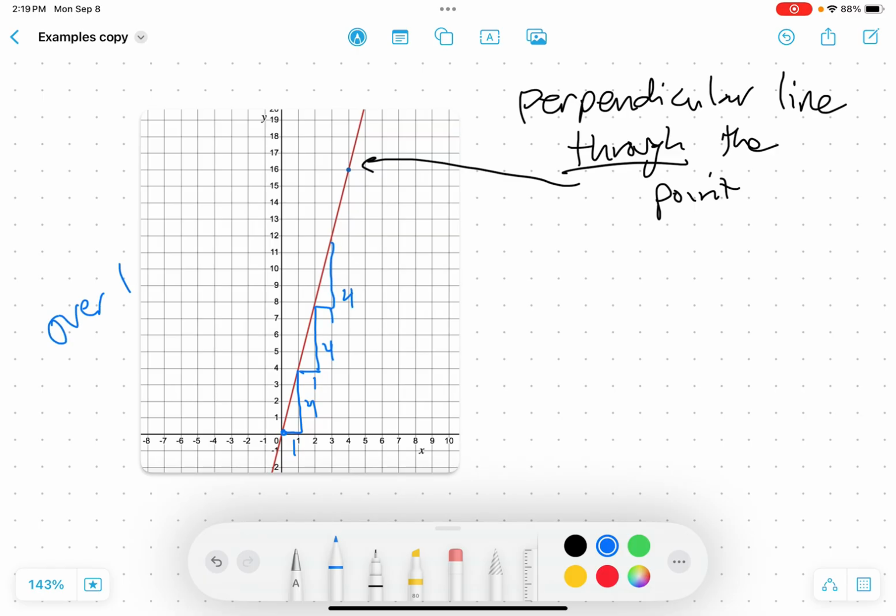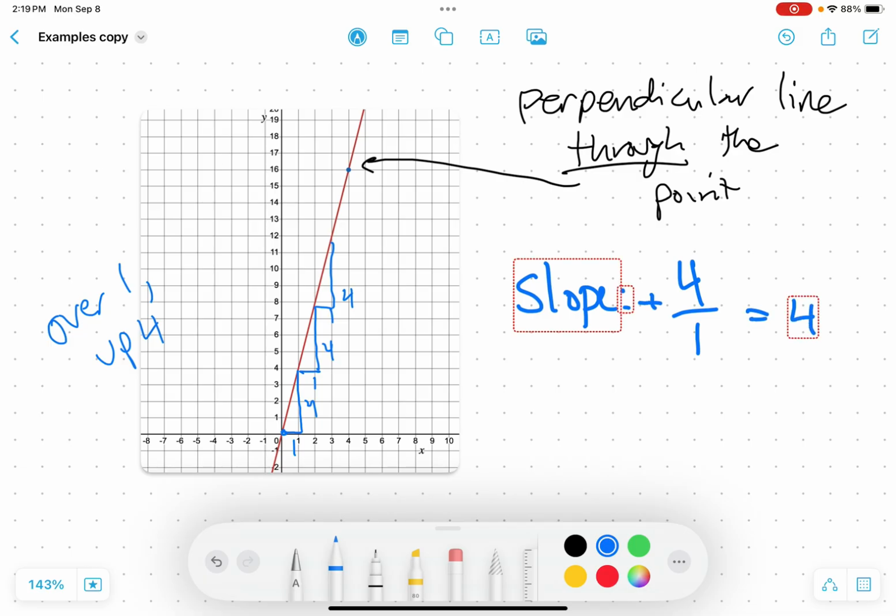I like to write it like that just to help me remember. So over 1, up 4. So my slope of that line is 4 over 1. Obviously, it's positive. I'm just going to write all that down. I know that is equal to 4, but I also need to write down that it's positive and it's going over 1, up 4.